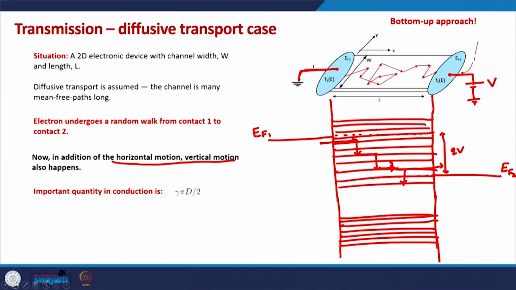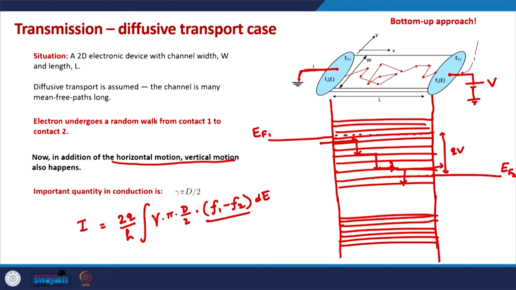Okay. And as we have already seen, the current is given as 2q divided by h, integral of gamma pi d by 2 into F1 minus F2 dE. So, this is known to us, this we know from our understanding of the contacts. This quantity is what we essentially need to know in order to find the current in any kind of transport, and this quantity turns out to be the number of modes in the case of ballistic transport.